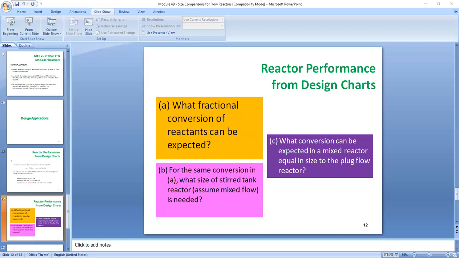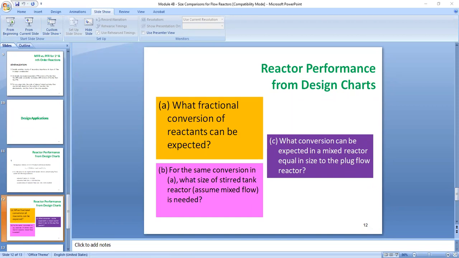Now, if we're going to have the same conversion, but we're going to use a different reactor, this time a stirred tank reactor, what size of the stirred tank reactor will accomplish the same degree of conversion? And then let us see what conversion can be expected in a mixed reactor equal in size to the plug flow. Okay, so let me share to you the Jamboard where our solution was done last meeting.